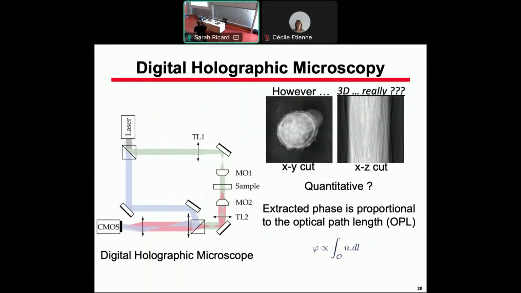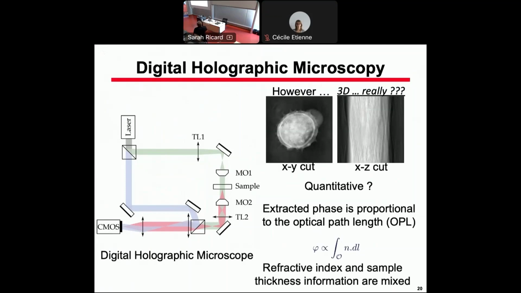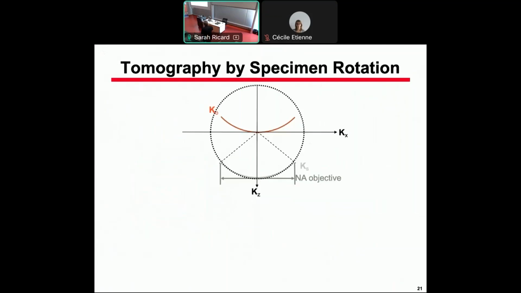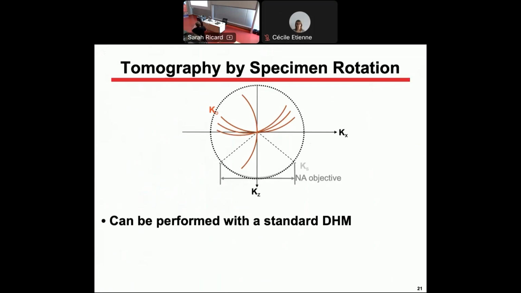The phase is proportional not to the thickness, not to the index, but to the optical path length, which is a mix of both. And it's mixed. We have to find a way to balance. So the first trick is, as previously, I could do it in intensity. It's phase imaging. If I rotate the specimen, I have to rotate back this cap of sphere, so you need to fill a large sphere. And if I take many angles, I will end up with something which is filled.